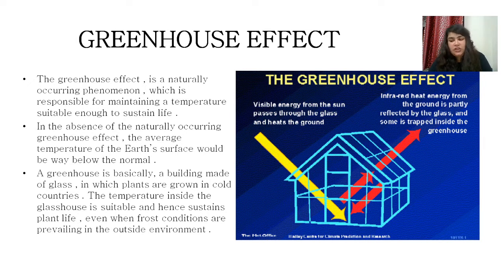So if you look at the picture given alongside, what happens? Visible energy from the sun passes through the glass. तो जो solar radiation है, visible energy है, वो glass से आएगी. But वापस जब reflect होने की बारी आएगी, तो कुछ part जो है वो वहीं पर retain हो जाएगा, कुछ part जो है वो वापस चला जाएगा, right? So that is how it basically rolls, alright?